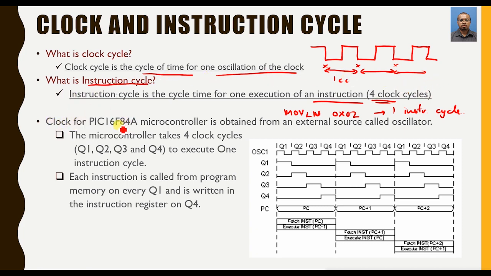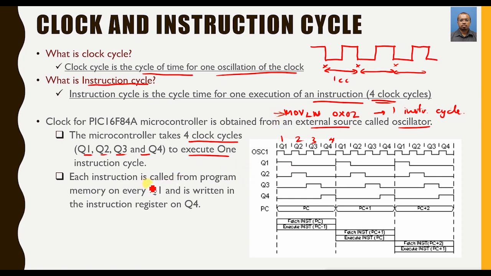The clock for PIC16F84A is obtained from an external source, which we call the oscillator, which we talked about in the previous slides. The microcontroller takes four clock cycles, which we name here as Q1, Q2, Q3, and Q4, to execute one instruction. Remember, just now we mentioned one instruction cycle. If you look at this graphic representation, this one instruction cycle requires four clock cycles. So Q1 is the first clock cycle, Q2, Q3, Q4 is the fourth clock cycle. Number one, number two, number three, and number four. Those are the four clock cycles required to perform one single instruction like this one.